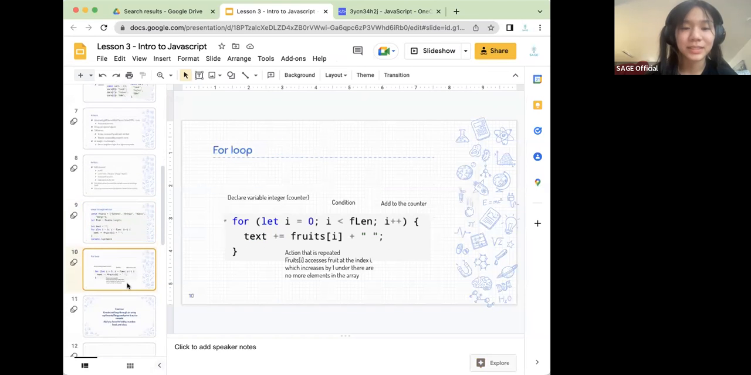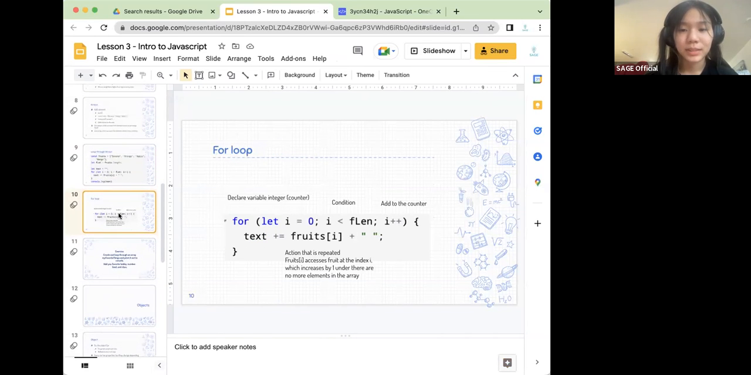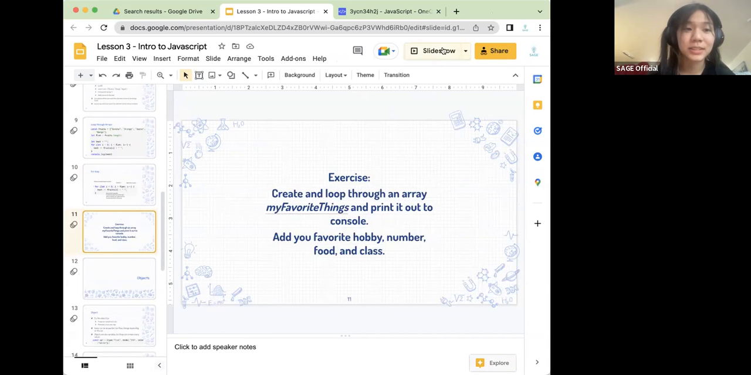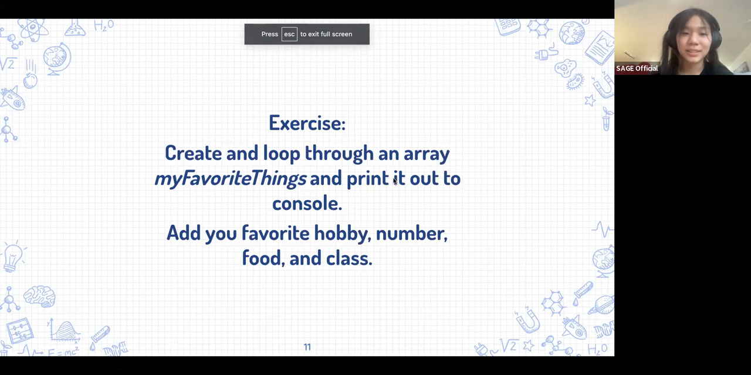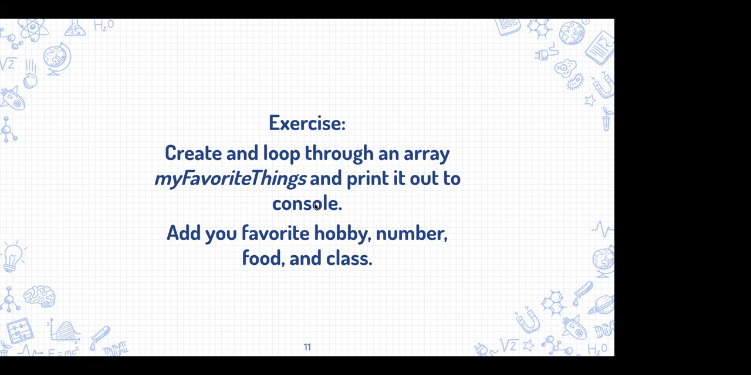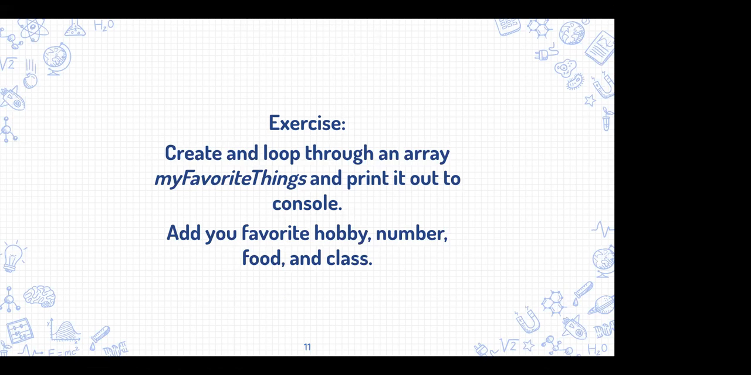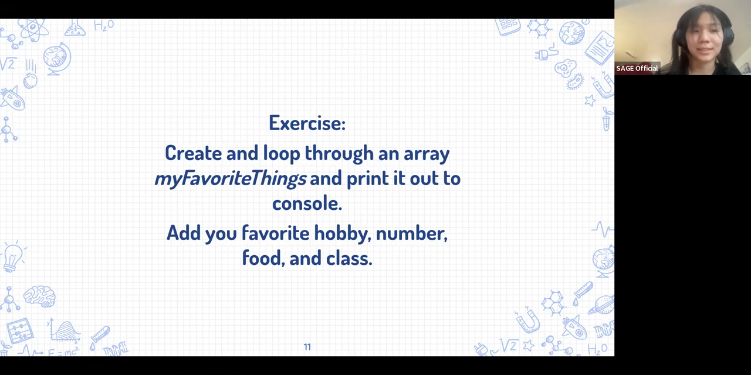Okay. Does anyone have any questions on for loops or arrays? Because if not, you have an exercise. Create and loop through an array called my favorite things and print it out to console. And you should add to your array your favorite hobby, number, food, and class.